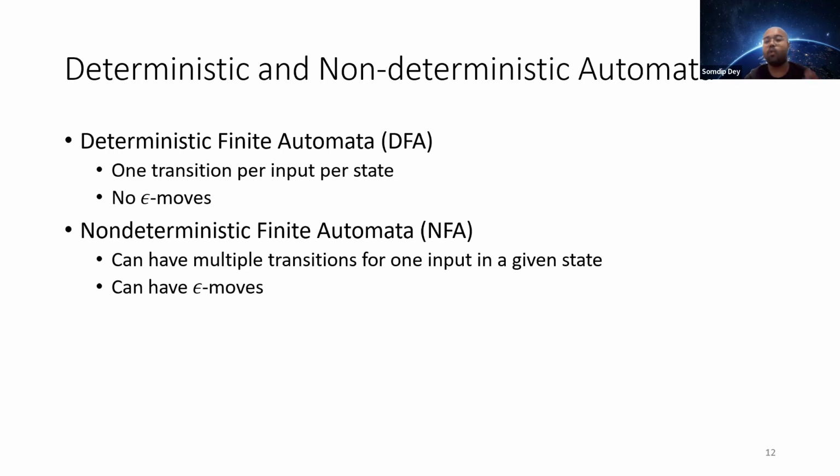But anyhow, one of the key differences is that a DFA can only have one transition per input per state, but an NFA will have multiple transitions for one input in a given state. Another key difference is that a DFA does not have epsilon moves or epsilon transitions, which is no input, whereas an NFA will have epsilon moves or epsilon transitions.